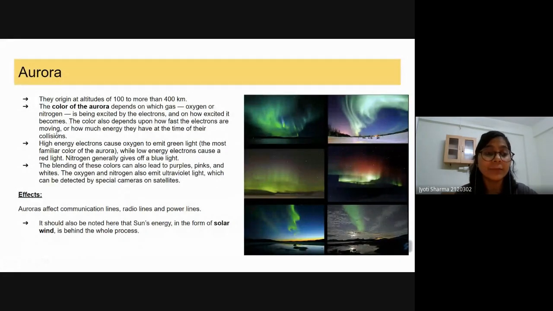Then what will be the impact of these auroras? These auroras affect communication lines, radio lines and power lines. Here one thing we should keep in mind is that the solar wind is behind the whole process. Why are these electrons moving so fast, and why is there a collision between electrons and the gases in the atmosphere? Because there is a solar wind pushing these particles, and that leads to the collision. So the solar wind is behind the whole process. So these are the auroras.